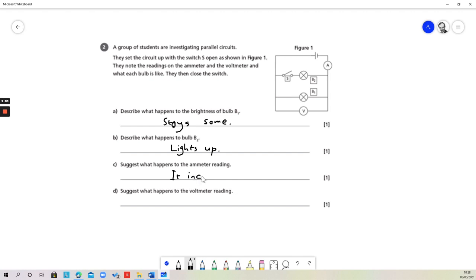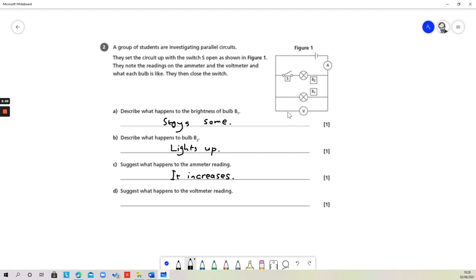It might be tempting to say that it doubles. We don't actually know that that's the situation. That would be the case if the bulbs were identical and were drawing the same amount of current, but we haven't been told that. But what we can say is that the current flow increases because we now have two bulbs lit instead of one.